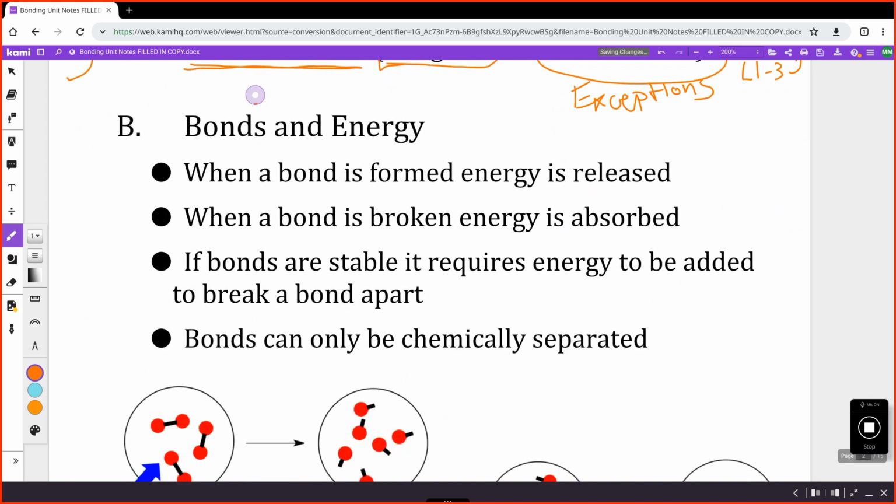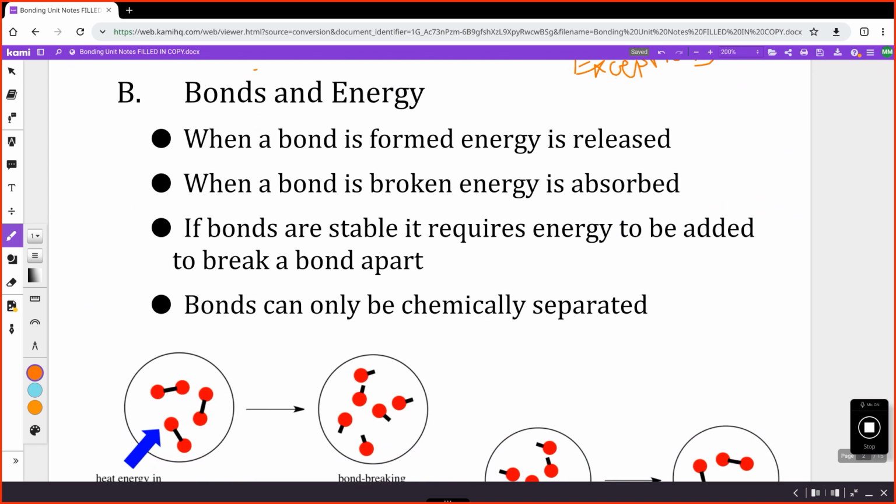Bonds and their energy is the next part of our introduction, and the main idea is that anytime a bond is formed, energy gets released. When a bond gets formed, energy is released. So, for instance, if I take H and H, 2 separate atoms of H, and turn that into an H2 molecule, I have formed a bond. I've taken 2 H's and I have put them together. This right here would release energy.